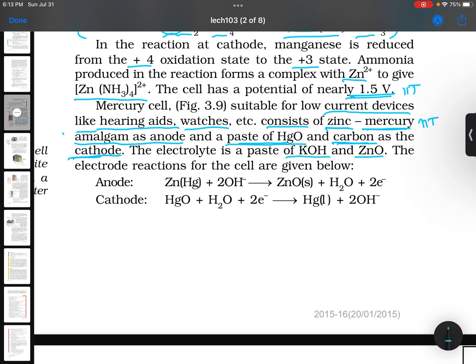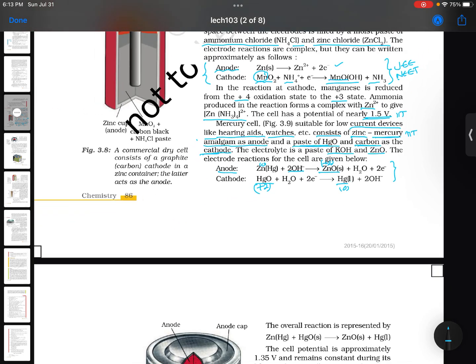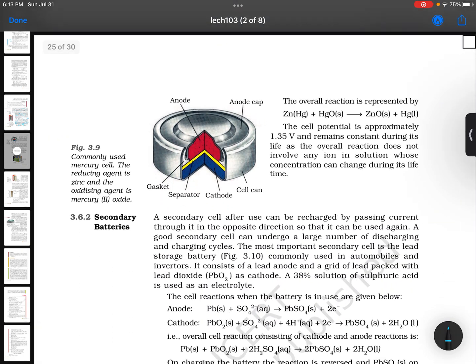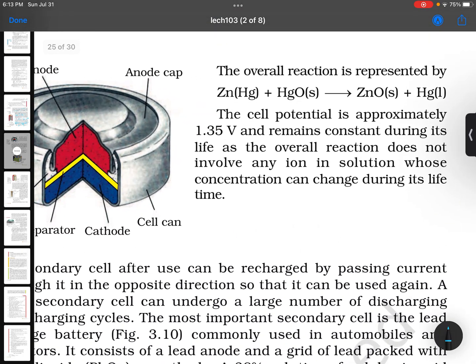The electrode reactions are Zn(Hg) + 2OH⁻ gives ZnO. HgO gives you Hg. At the anode, oxidation takes place, zinc 0 to +2. At the cathode, reduction takes place, mercury +2 to 0. Okay, slowly we'll learn. This is the diagram they are showing. Secondary batteries will go in another video.